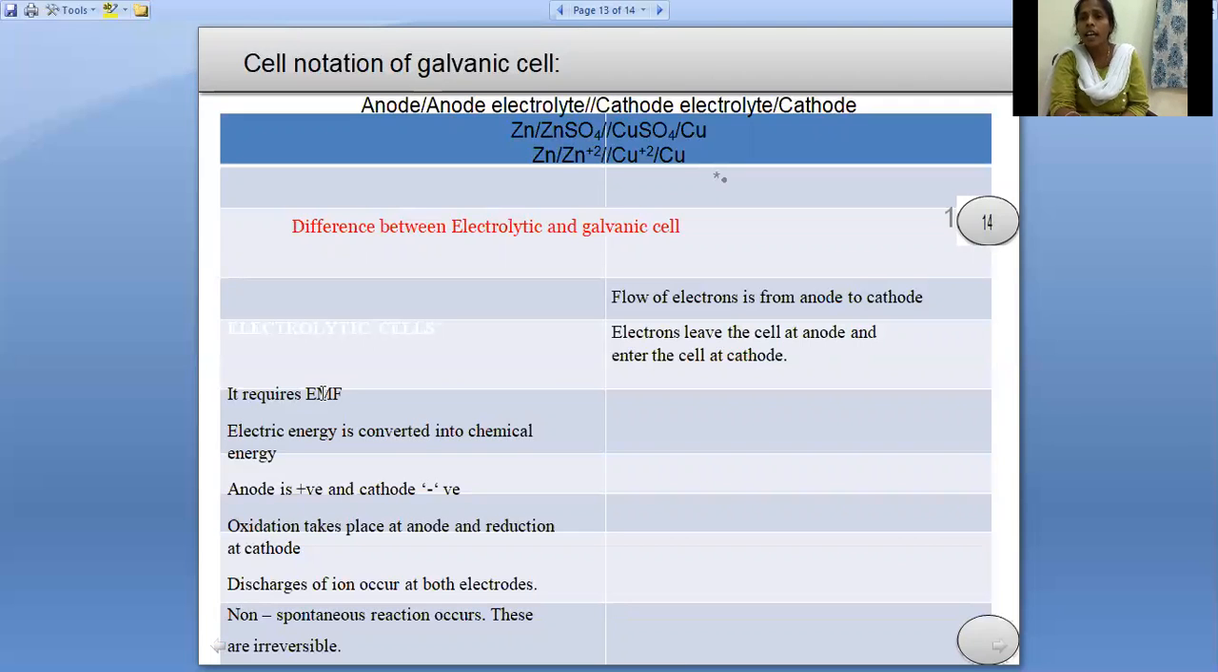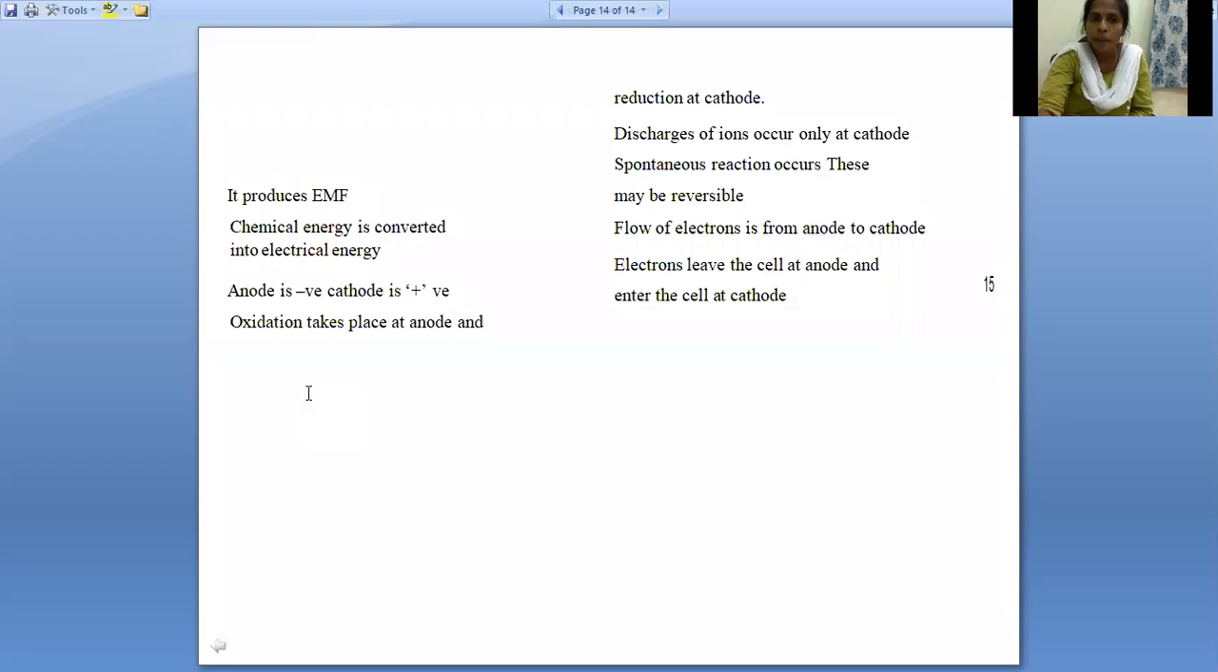In the electrolytic cell, the anode carries positive charge and the cathode carries negative charge. In the galvanic cell, the anode carries negative charge and the cathode carries positive charge. And the electrolytic cell requires EMF. That means an external source is required. Without connecting the anode and cathode to the external circuit or source, there is no chemical reaction in the electrolytic cell. But the galvanic cell produces EMF, that means it produces electricity.